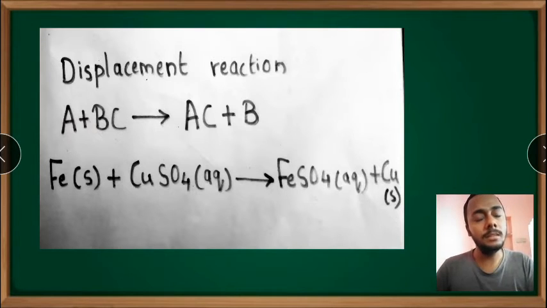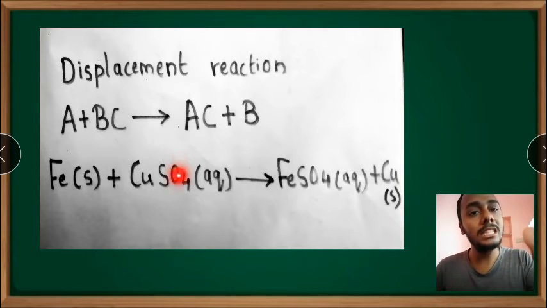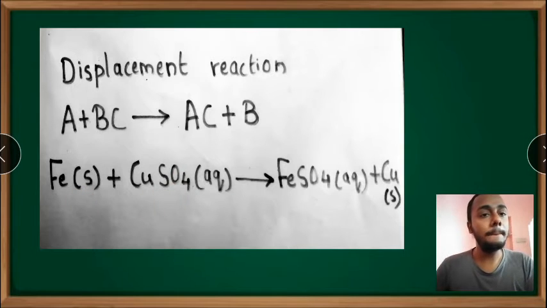Given is an example. Here the SO4 sulfate is displaced from copper and joined iron. Iron plus copper sulfate gives iron sulfate plus copper. That is displacement reaction.